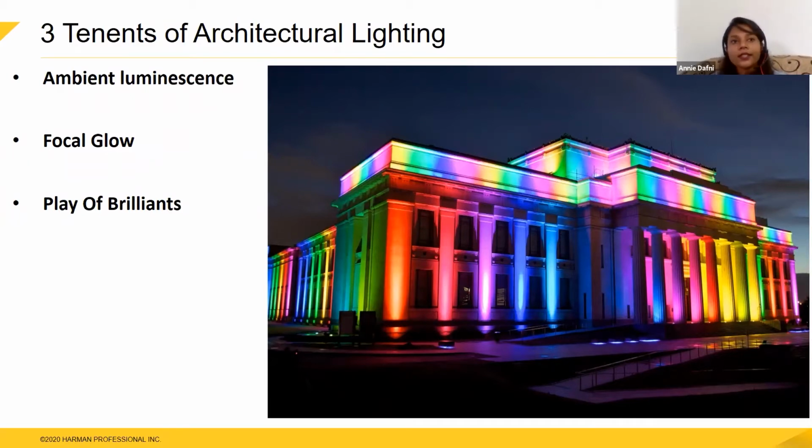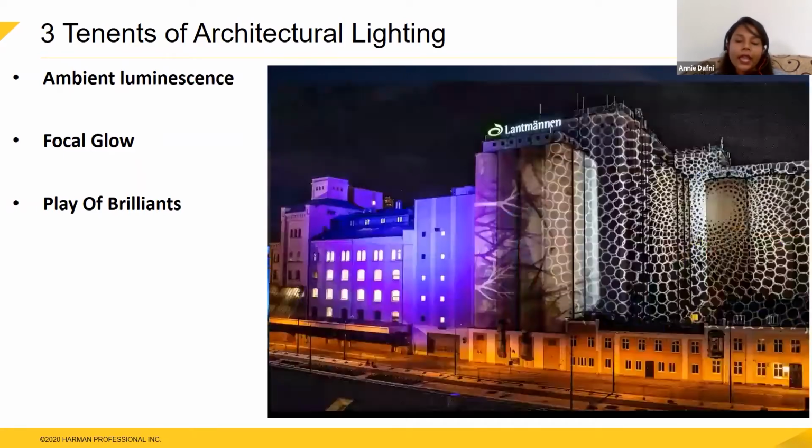The third layer is an add-on layer, and a very interesting layer, called the play of brilliance. This layer actually invokes emotions, I would say, and it has a tendency to make a building very interesting.